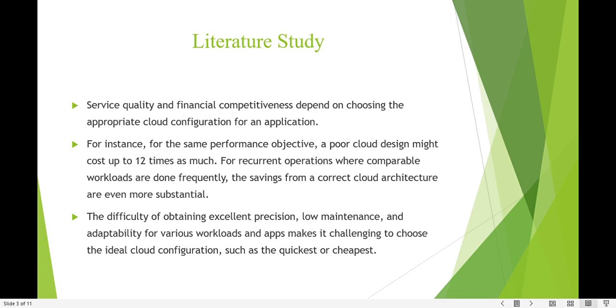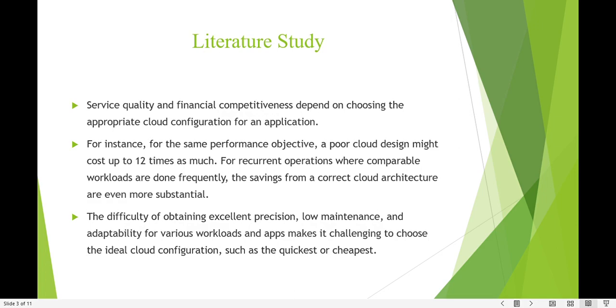What is the literature study that we have? Service quality and financial competency depend on choosing the appropriate cloud configuration for an application. For instance, for the same performance objective, a poor cloud design might cost up to 12 times as much. This is how we need to understand how important the cloud is. For recurrent operations where comparable workloads are done, frequently the cost savings of the cloud architecture. These are the difficulties of obtaining excellent performance, low maintenance, and adaptability for the various workloads.